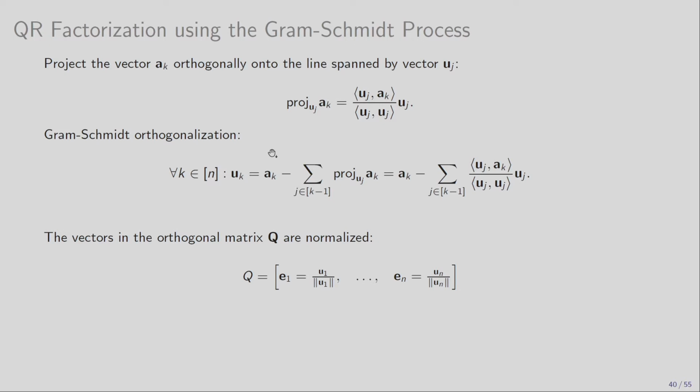I construct the vectors from U1 to Un in Q as follows. U1 is A1, U2 is effectively A2, where I take away the projection of A2 onto U1, so I can make them orthogonal, right? If I want to construct U3, then it's A3, where I take away from A3 its projections onto U1 and U2. So I can make U3 orthogonal to both U1 and U2. And I proceed like this until I construct all the vectors U.